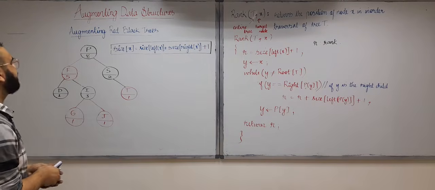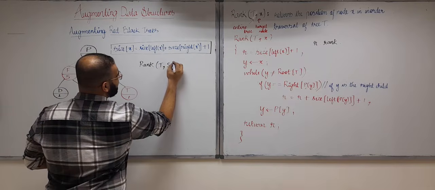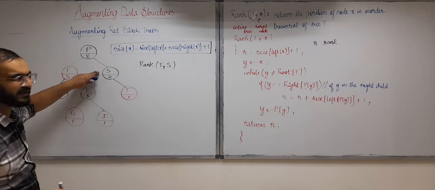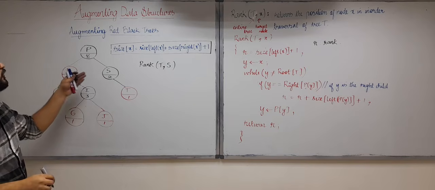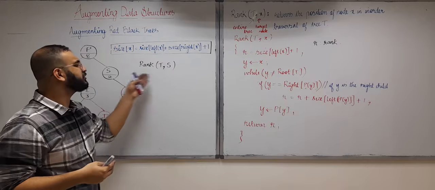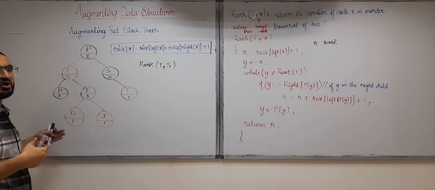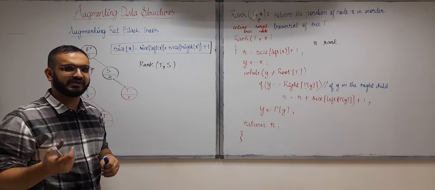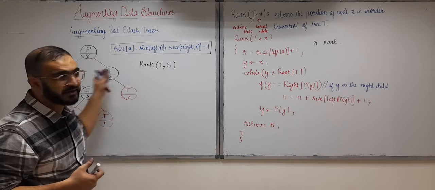Suppose I say rank(t, s), that means I'm asking for the position of node s when I do an in-order traversal of the entire tree. So basically that is what I'm asking for. Now the rank of s can be found if we do the in-order traversal. But the in-order traversal takes order of n time, right? It will have a higher time complexity. So can we reduce that time complexity to find the rank of any node?